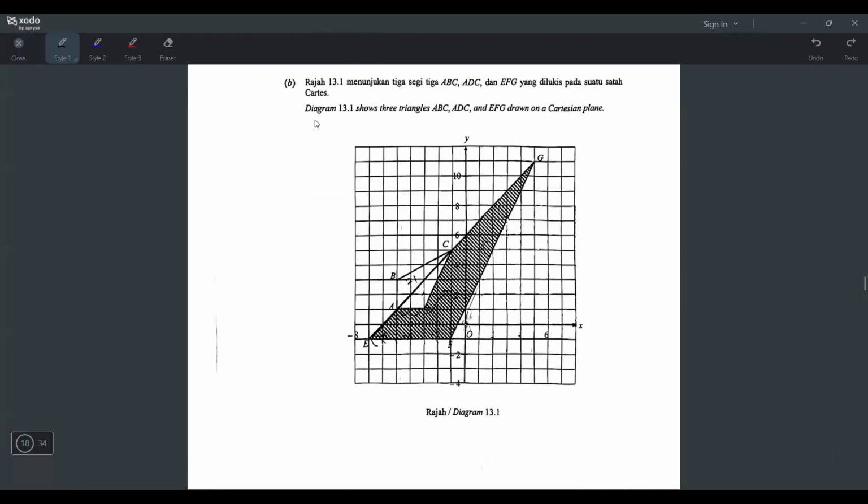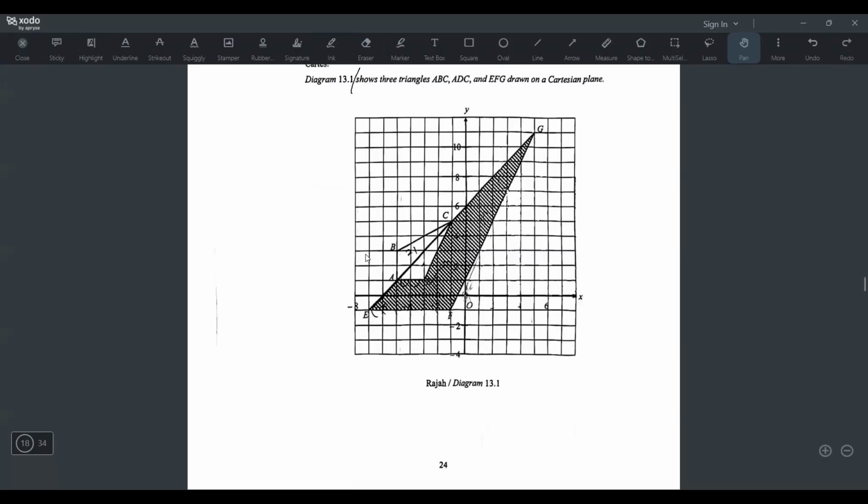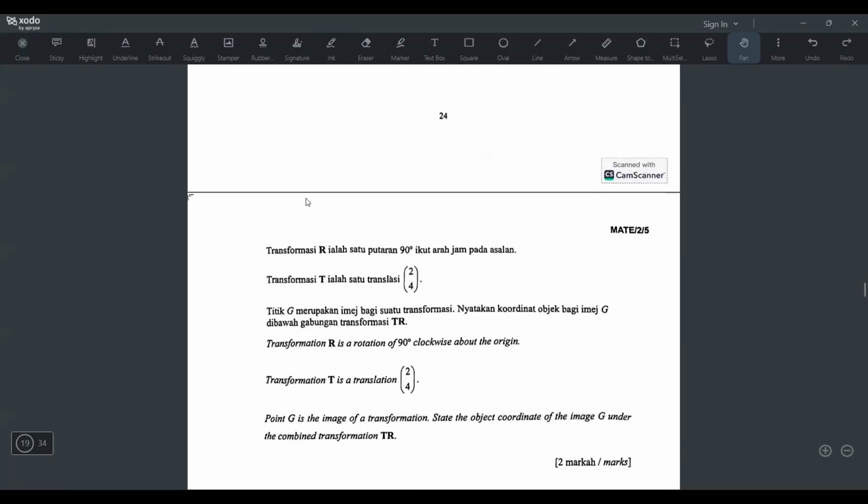Okay, now let's do B. Diagram 30.1 shows the three triangles ABC, ADC, EFG. Let's check. ABC, okay. ADC, okay, the small one. And then the EFG, the big one. But we still don't know which one is the object, which one is the image. So we cannot write anything now. So let's keep reading here.